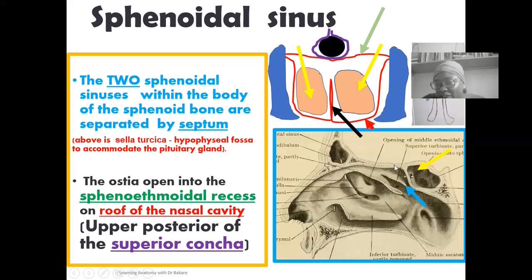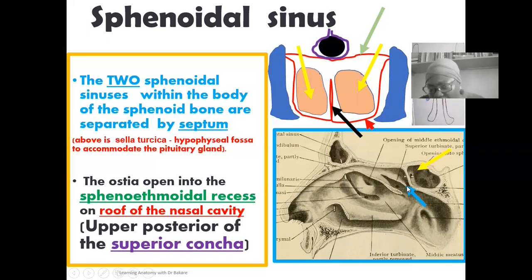This is actually the configuration of the roof of the nasal cavity, both at the posterior side of the roof of the nasal cavity, because we actually stated in our previous slide that the sphenoidal sinus is located behind the nasal cavity. So it is located at the posterior part of the nasal cavity. So you have the sphenoethmoidal recess. This is where the opening of the sphenoidal sinus is released into. So this is what receives the opening of the sphenoidal sinus.